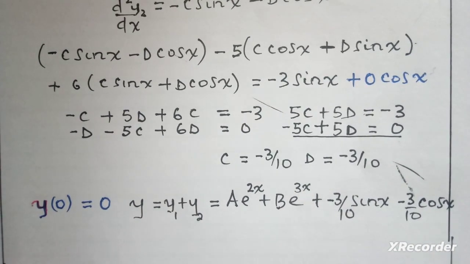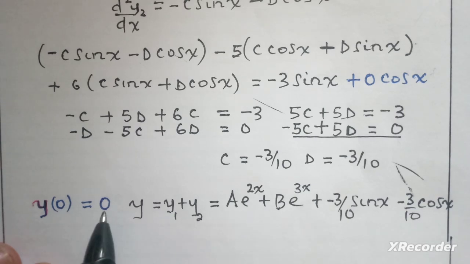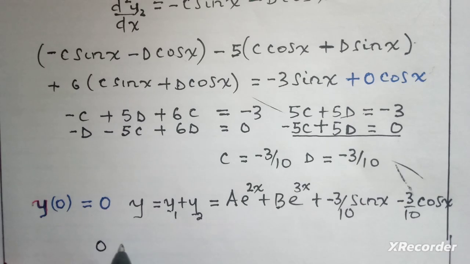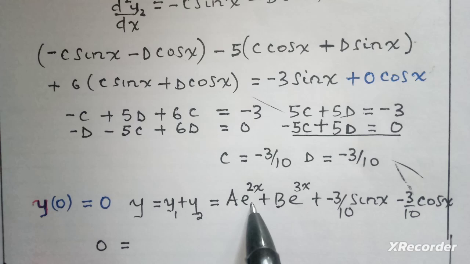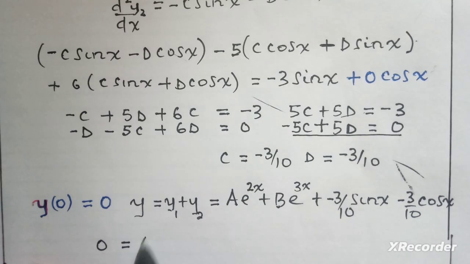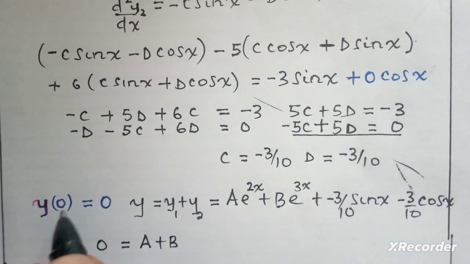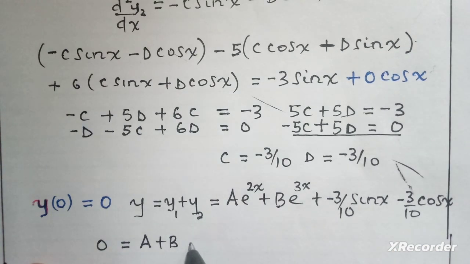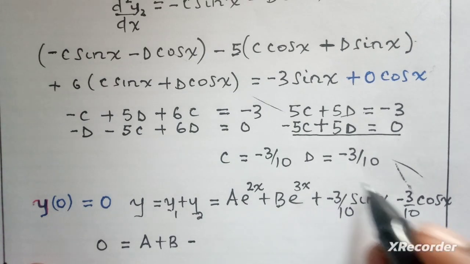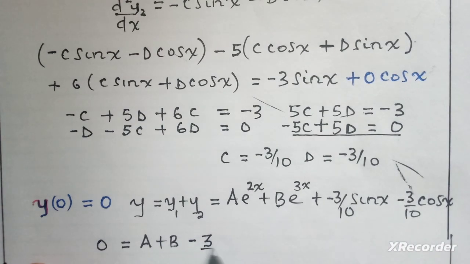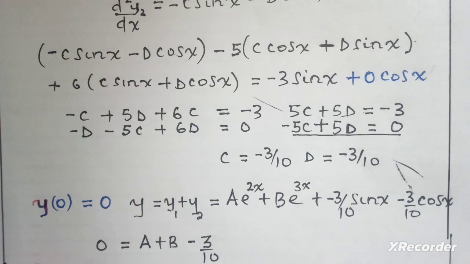So we can actually now put our y, when x is 0, y is 0. So we are going to have 0 is equal to, now we come here, we replace with 0 there, so that one we shall have a, for this one we shall have b, when we replace x with 0 here, this and that. Then you have minus. This is going to be 0, so we leave it out. We are left with minus 3 all over 10 because cos is going to give us 1.